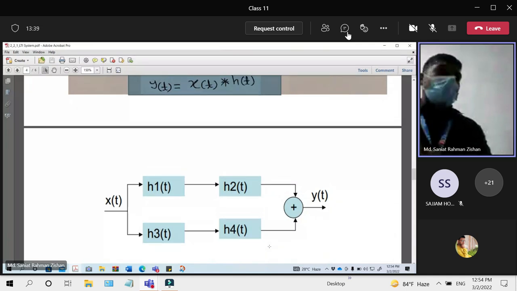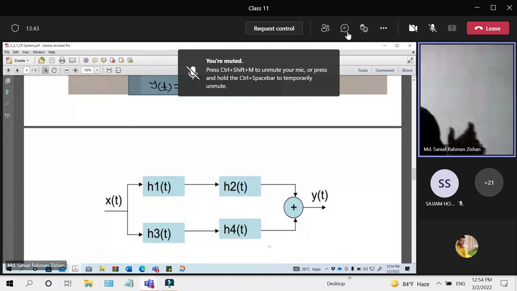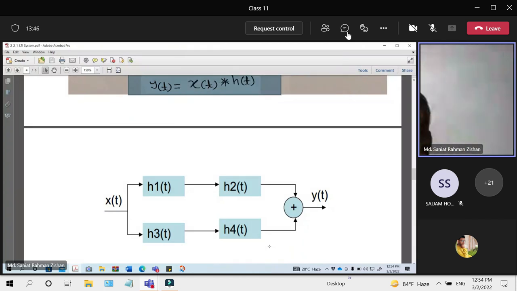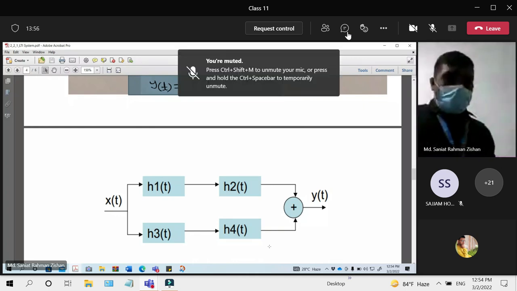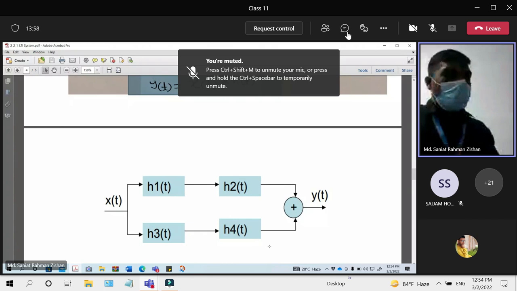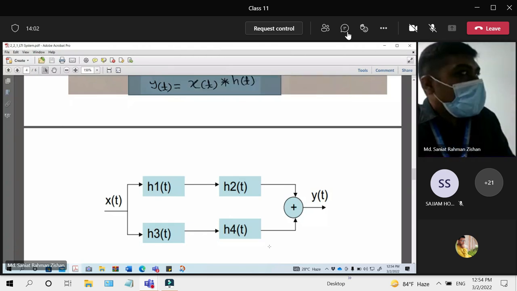First of all, I'll ask the online class, can you please tell me, in this case, what is the total value of h(t)? There are four systems connected. So what will be the total value of h(t)? Anyone from the online class? Sir, H1, H2 plus H3, H4.